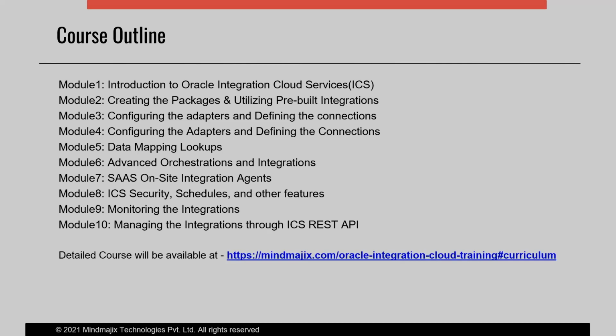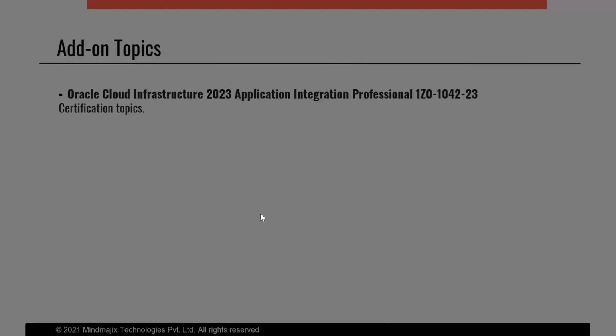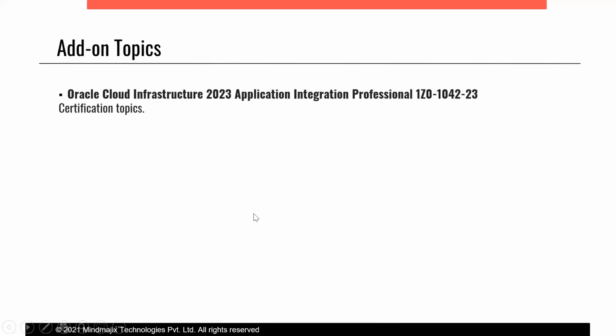Okay. So certification. Earlier it was the 2020 one, but after June, the new financial year started for Oracle. So the new certification came, Oracle Cloud Infrastructure 2023 Application Integration Professional. Going forward, if we are going for certification, this is the certificate which we have targeted.